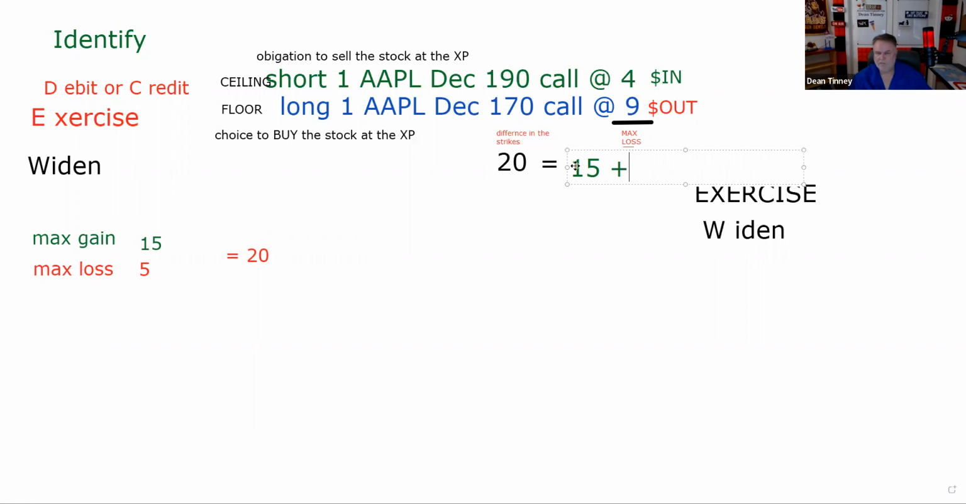So 15, that's done. Boom, let's put that where we're going to see it there. And that's going to be our max gain. Smaller font.